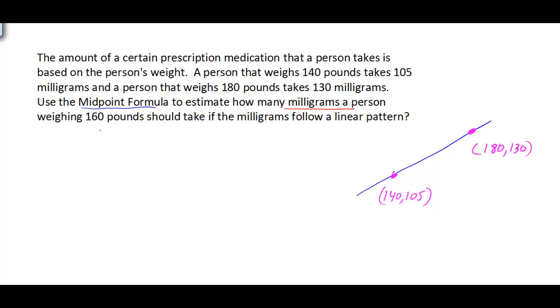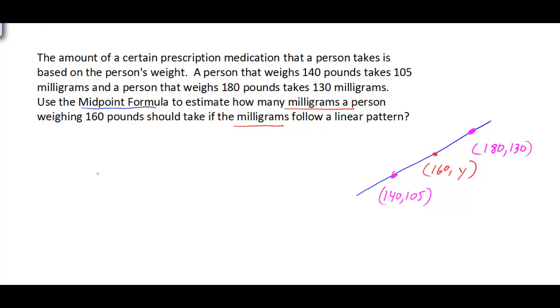And we want to figure out, using the midpoint formula, how many milligrams a person weighing 160 pounds should take. The reason they say to use the midpoint formula is that if we're going from 140 to 180 on the x-axis, then the midpoint would be a person that weighs 160 pounds. So what we're trying to determine is the y-coordinate for this midpoint. In other words, how many milligrams would this person have to take?